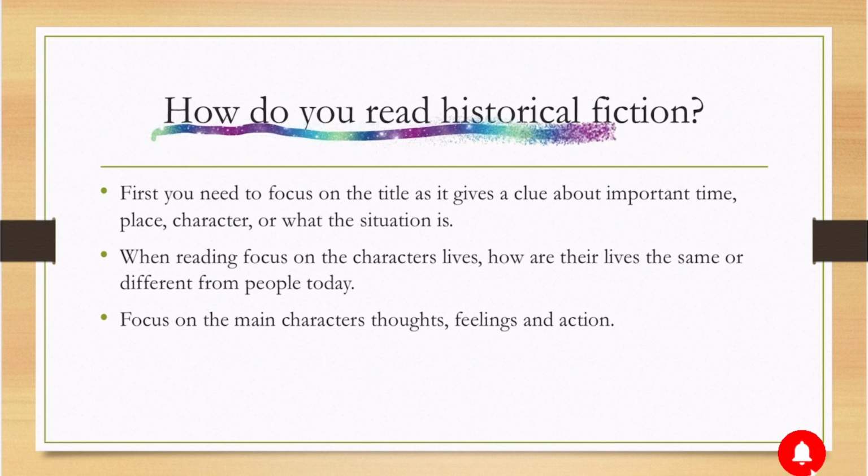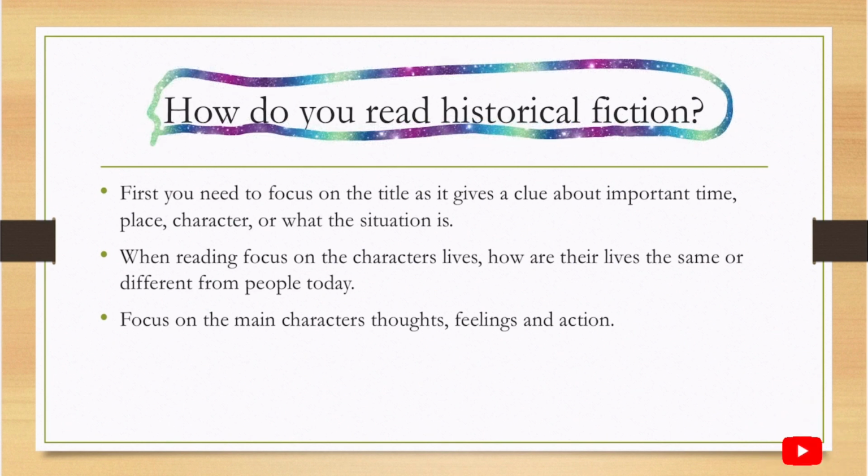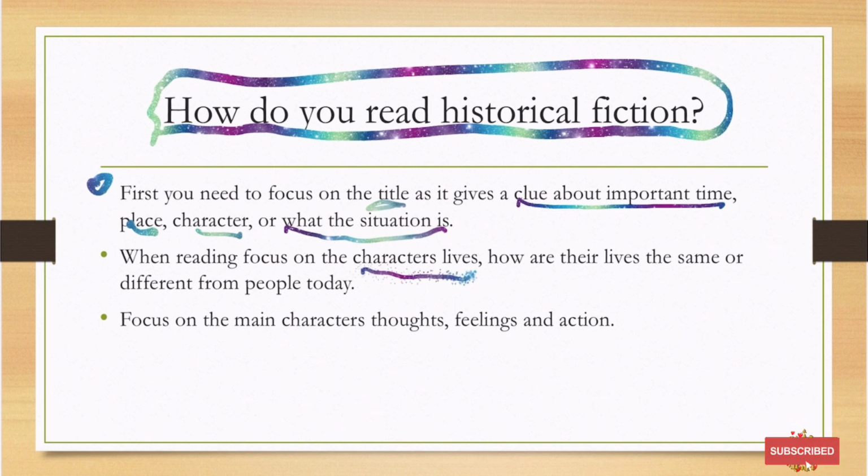How do readers read historical fiction? How do you read historical fiction? The first thing we need to focus on is the title. It gives you a clue about the important time, place, characters, or what the situation is. When reading, focus on the characters' lives. How are their lives the same or different from people today? Also, focus on the main character's thoughts, feelings, and actions. It does make a difference.